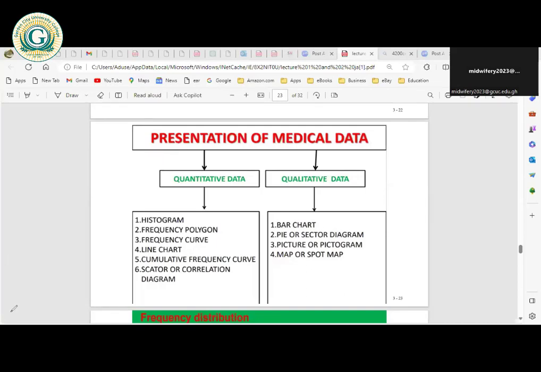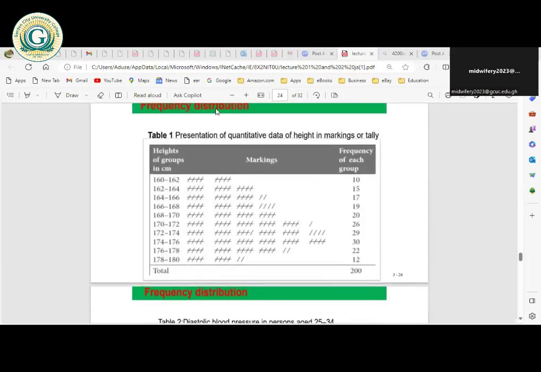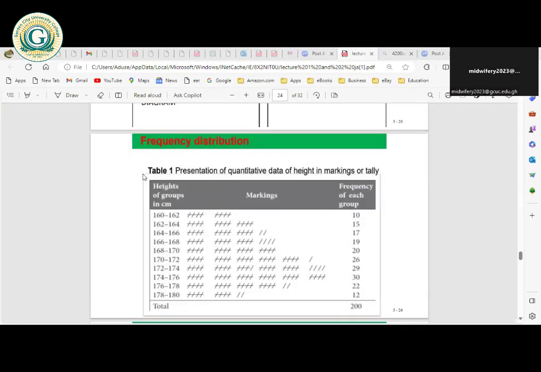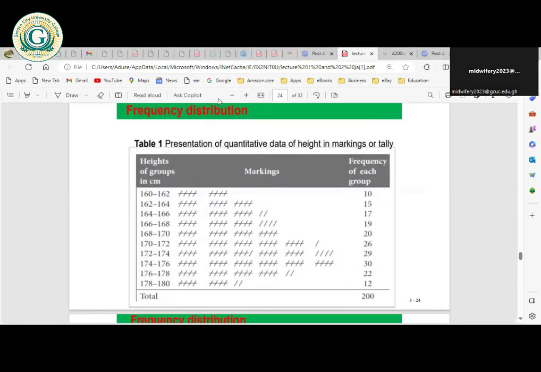So for example, this is an example of a frequency distribution table. So who can tell me the variable here? What is the variable if you look at this distribution table? Can someone tell me the variable here? You can unmute yourself and talk. What is the variable here?